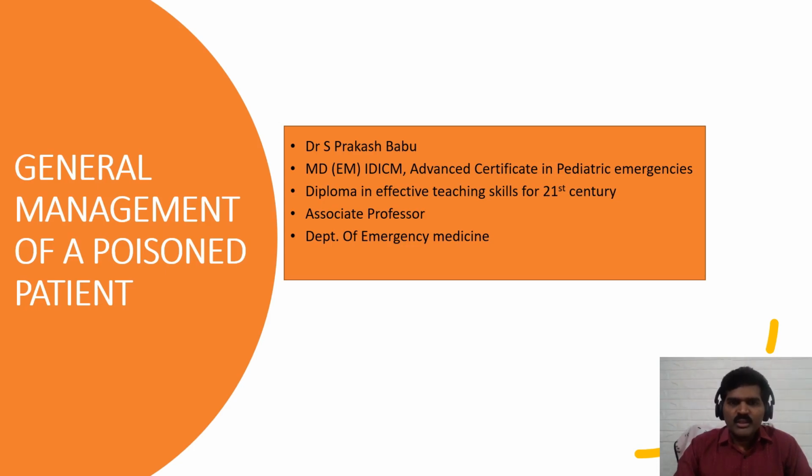General management of a poison patient includes the identification of a poison patient, identification of the poison based on the symptoms and signs, administering antidotes, resuscitation of the patient when a poisoning has occurred, and the general management.